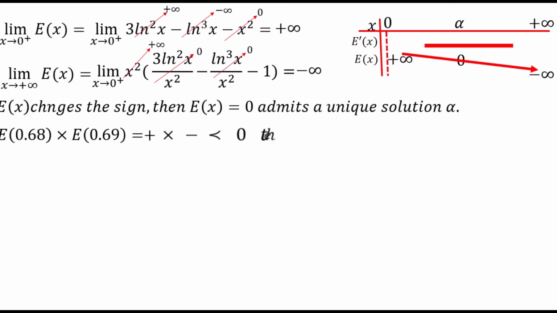We calculate E of 0.68 and E of 0.69 because we have to prove that alpha is between 0.68 and 0.69. Their product is negative, so alpha is between 0.68 and 0.69. Making use of your calculator, you can calculate E of 0.68 and E of 0.69.